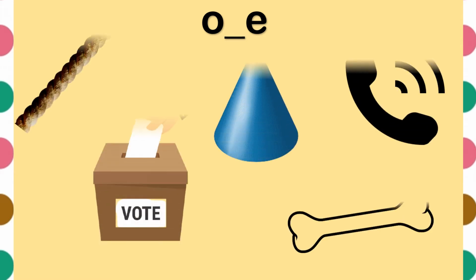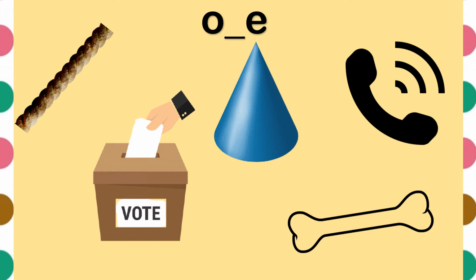Children, let's do the first long O sound, that is O split E. Let's see some pictures and guess their names. Let's start guessing the names and learn the long O sound with O split E. Can you tell me the first picture?